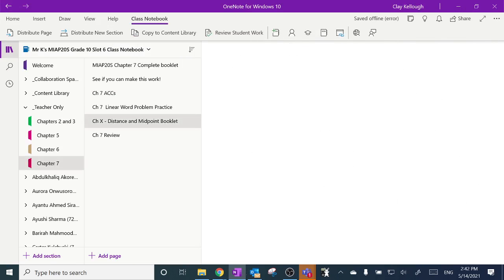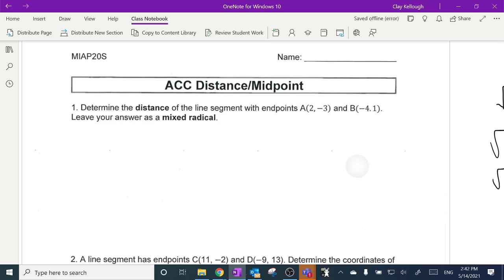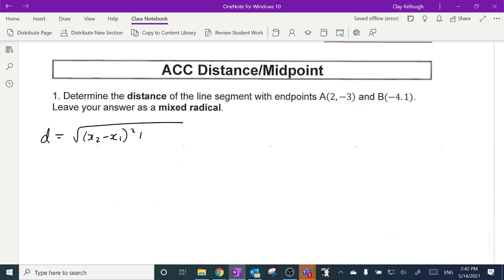Let's go to the other ACC now, the one in Chapter 8. And all right, determine the distance of the line segment. So you are given this formula. You don't have to memorize it. But it's x2 minus x1 squared plus y2 minus y1 squared. And let's put the numbers in.